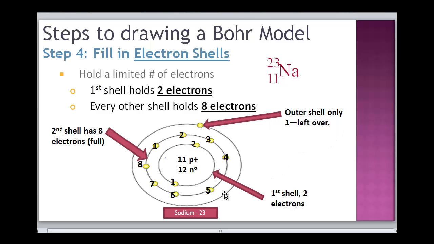So if you actually count the number of electrons, you have 11. You have 1, 2 here, plus the 8, so that would be 10 for the first 2 shells, plus that additional 1 on the 3rd energy level, which is 11 total electrons.